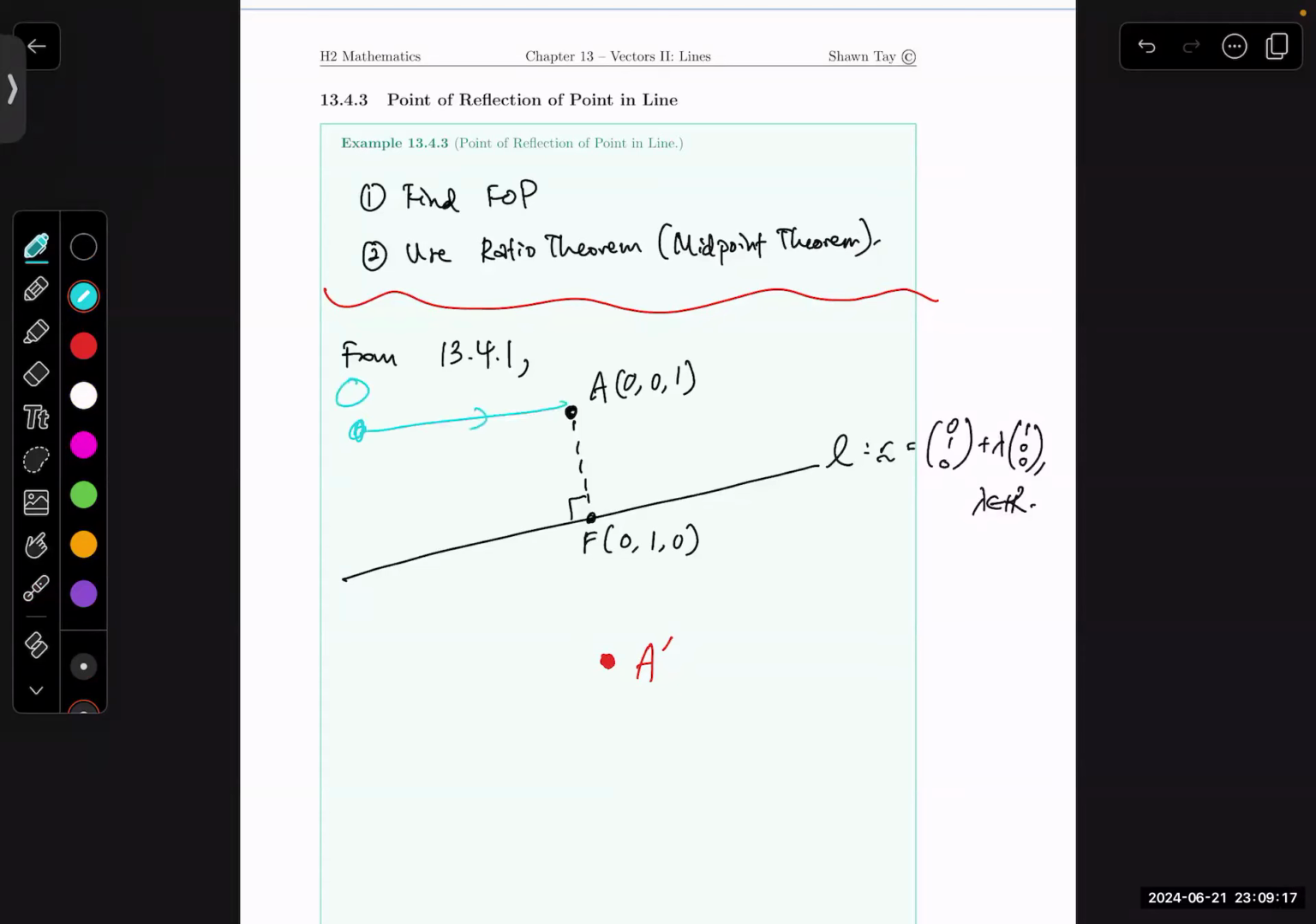I join this. I join this. Let me draw properly. I join this. You know what? Let's use the correct colors.